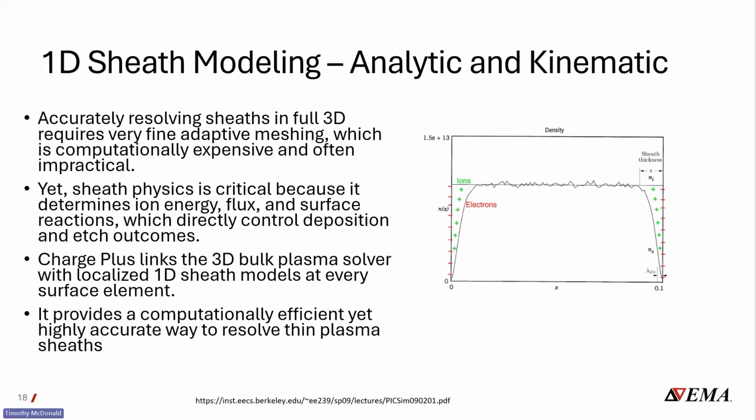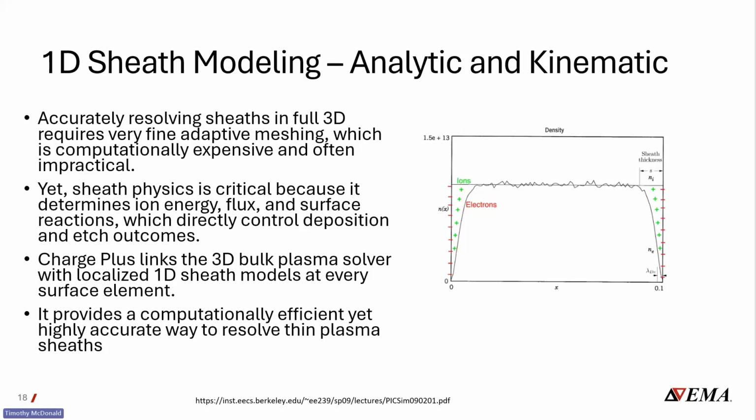But if the sheath is tiny and we need to do micron-sized cells, that's very computationally expensive and maybe impractical in some cases. But sheath physics is critical. Without it, we can't get the ion energy, flux, and surface reactions, which directly determine our deposition and etch outcomes. So what we've done is we've introduced subcell sheath algorithms at every surface element to properly capture sheath behavior.